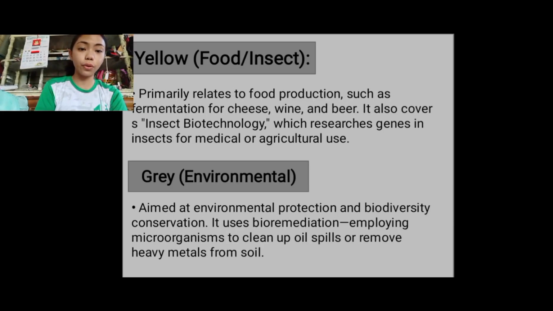Next, we have the food or insect. It is represented by the color yellow. It primarily relates to food production, such as fermentation for cheese, wine, and beer. It also covers insect biotechnology, which researches genes in insects for medical or agricultural use.